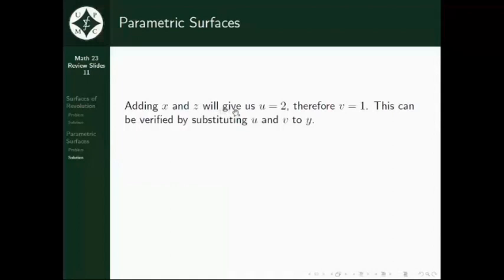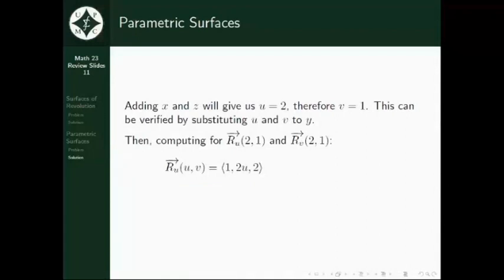Adding x and z will give us u is equal to 2. Therefore, v is equal to 1. This can be verified by substituting u and v to y. Then, we need to compute for the partial derivative of r with respect to u and the partial derivative of r with respect to v.